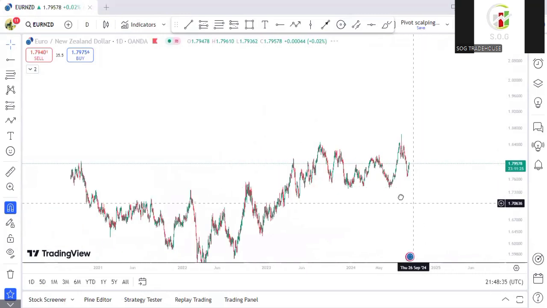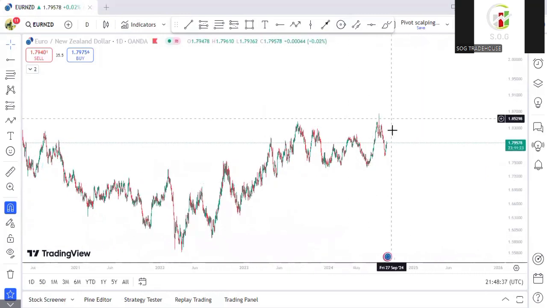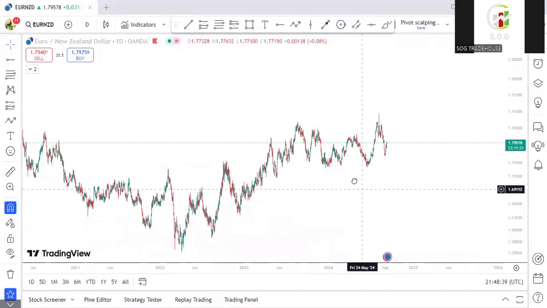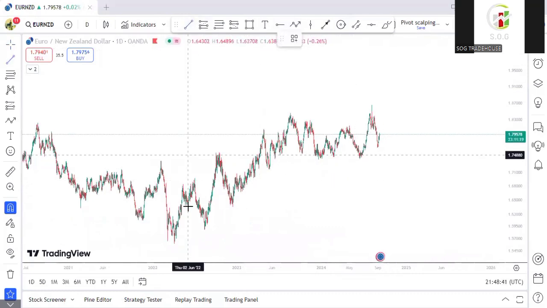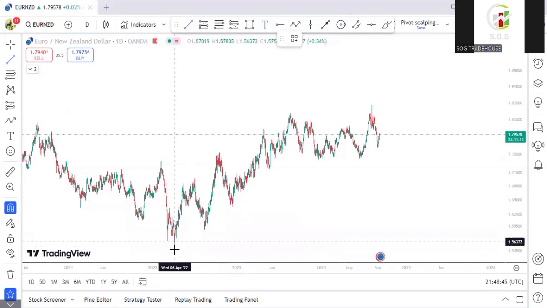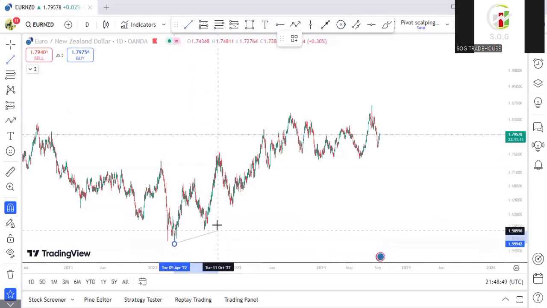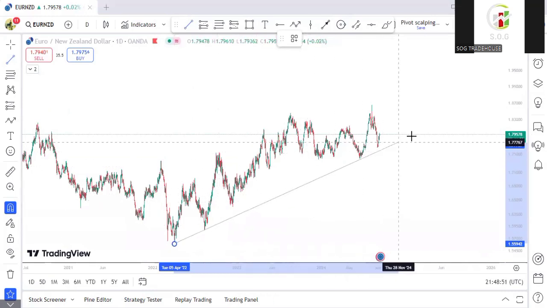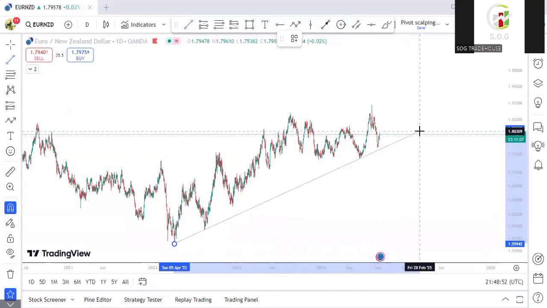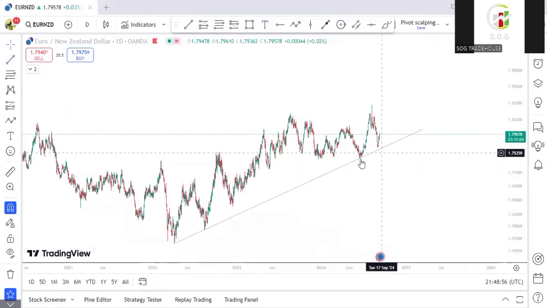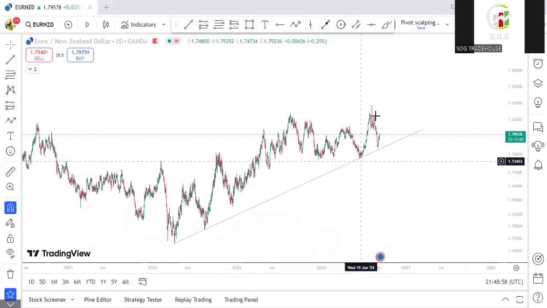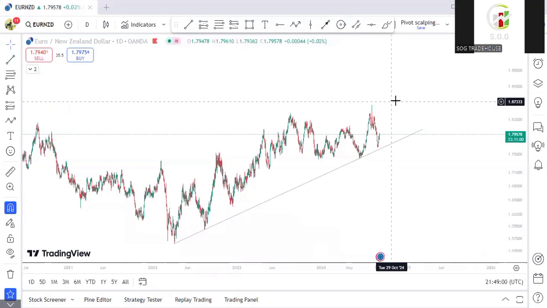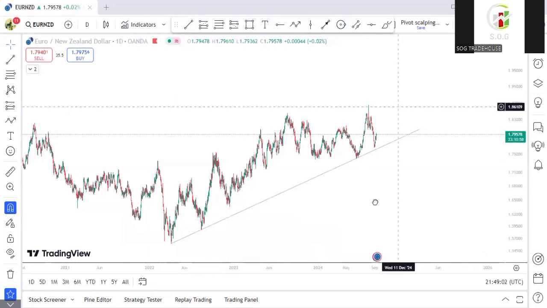So on Euro NZD, you can see Euro NZD is extremely bullish if you want to connect the trend line. There's a low here. First touch. This is another low. Second touch. And if we extend the trend line, you can see this is the third touch of the trend line. You can see the market move aggressively to the upside.